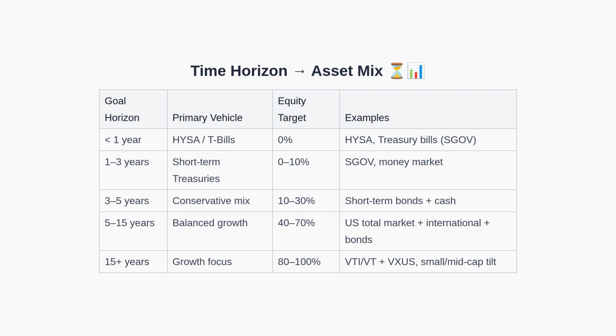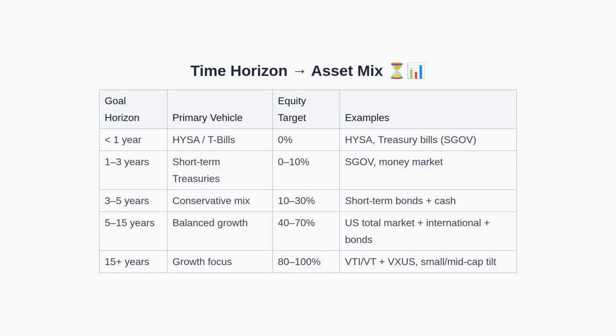Match your asset mix to your timeline. For goals under 1 year, use only cash-like instruments, such as high-yield savings or treasury bills. For 1 to 3 years, stay conservative with short-term treasuries. Between 3 and 5 years, introduce a small equity allocation coupled with bonds and cash. From 5 to 15 years, use a balanced growth mix. For 15 years or more, a growth-focused allocation with broad global equities is appropriate.